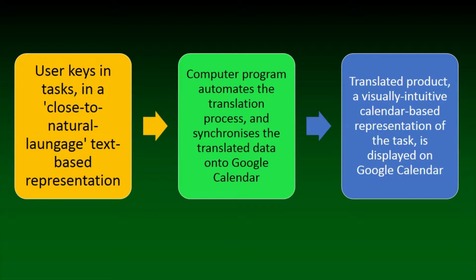The project takes on the form of a to-do list computer program designed to take user inputs in a close to natural language format. The program automates the translation process and synchronizes the data onto Google Calendar, where they are displayed in a visually intuitive form.